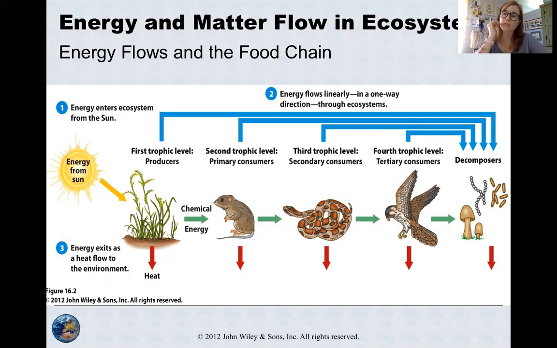One good way of telling if you're an omnivore is your teeth. Herbivores, they have flat teeth like we have in the back here to grind up the producers, whereas carnivores have these sharp teeth. If you have a combination of those teeth, then you are an omnivore.